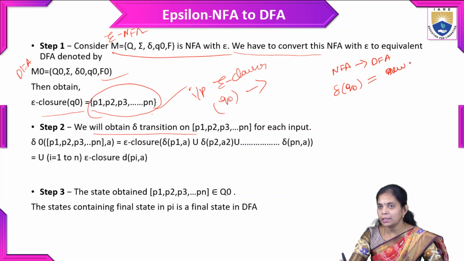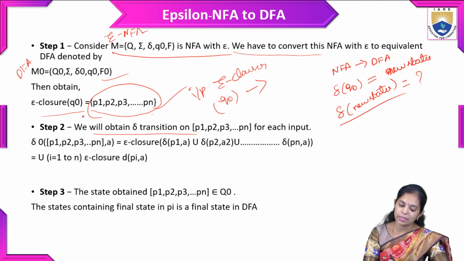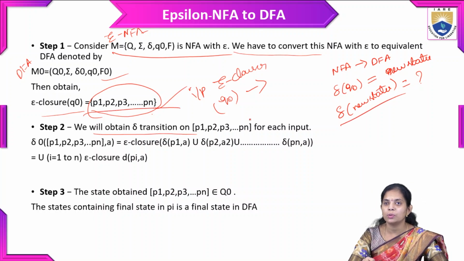After getting the result, if you see a new state in the result, then for every new state we also need to find the transition. The same process applies here: after getting the epsilon closure results, if any new state is there, we need to find all its transitions. We follow the same step.